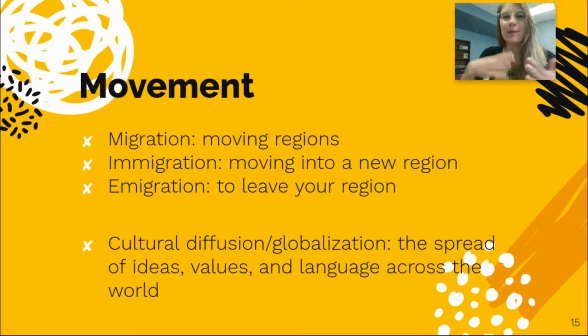And the best way to remember these is that immigration with an I is moving into a new region. So moving in, I for in, and emigration with an E is leaving a region or exiting. So if you're exiting, you're emigrating out and leaving your region. So cultural diffusion and globalization is the spread of ideas, values, and language across the world. So some languages that have spread across the world are Spanish, French, English, Mandarin, all forms of Chinese, Japanese. There's so many languages that have moved all over the world and that millions of people can now speak, thanks to movement.